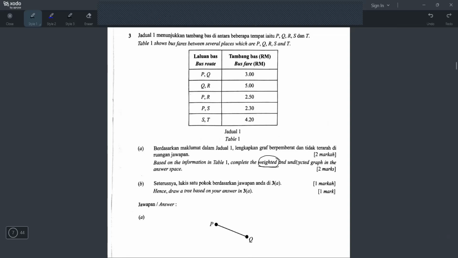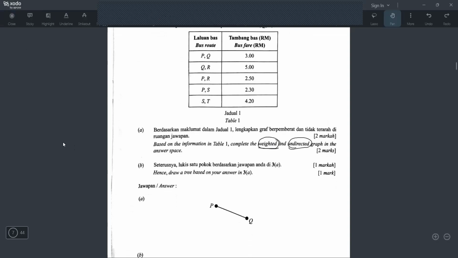And undirected means there cannot be any direction, right? Graph in the answer space. So whenever the exam asks me to draw a graph, I always want to know whether I need to put arrows or not, whether I have to label or not, right? So here they say it already. Weighted means you have to label, all the graph have to label, and undirected means I don't have to put the arrow. Okay, so weighted means I have to label.